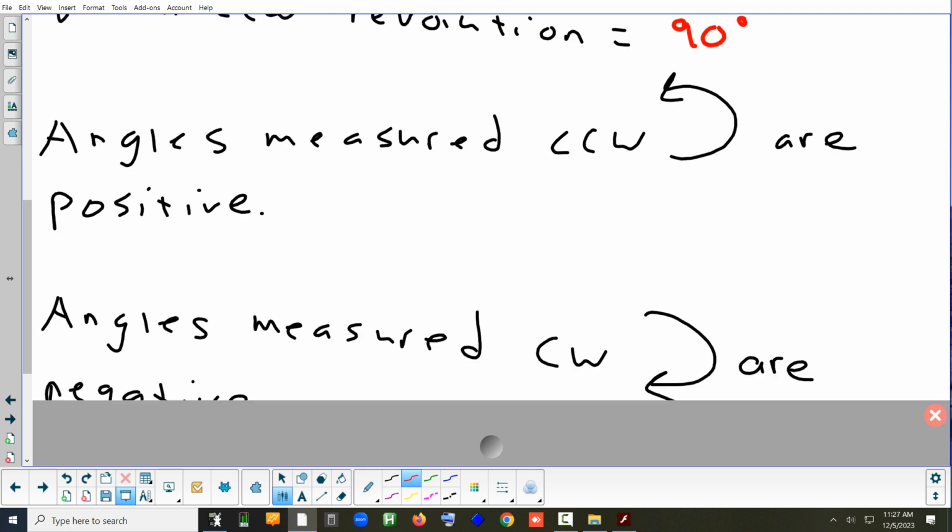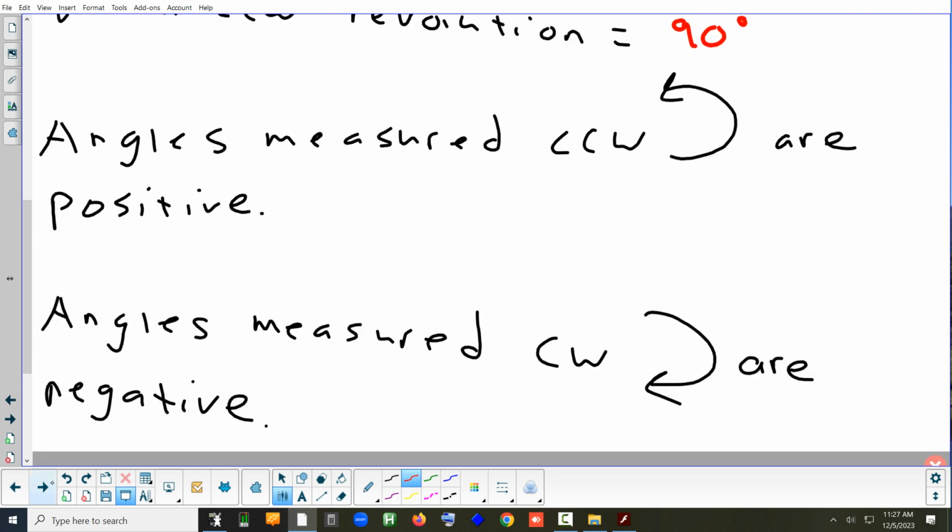Okay, if you were going in a clockwise direction, when we measure angles in a clockwise direction, that's a negative angle. It's like you'd be tightening something. So those are the 2 main directions.